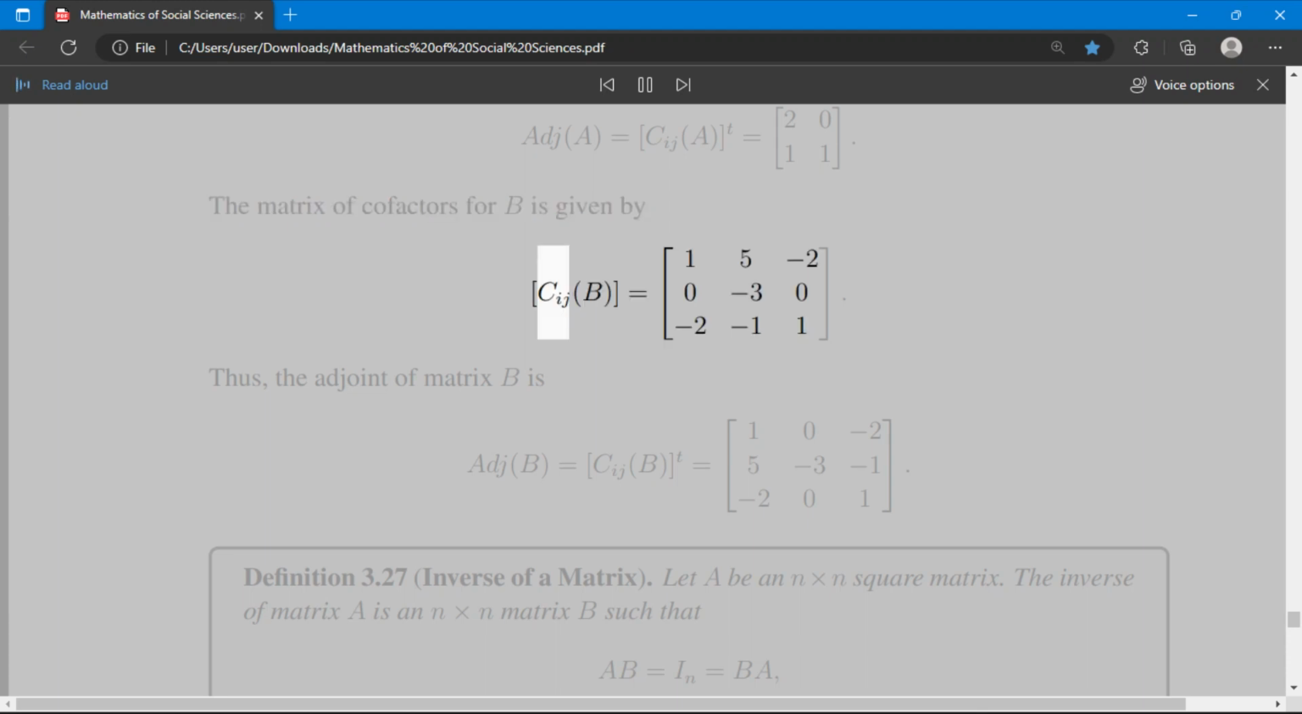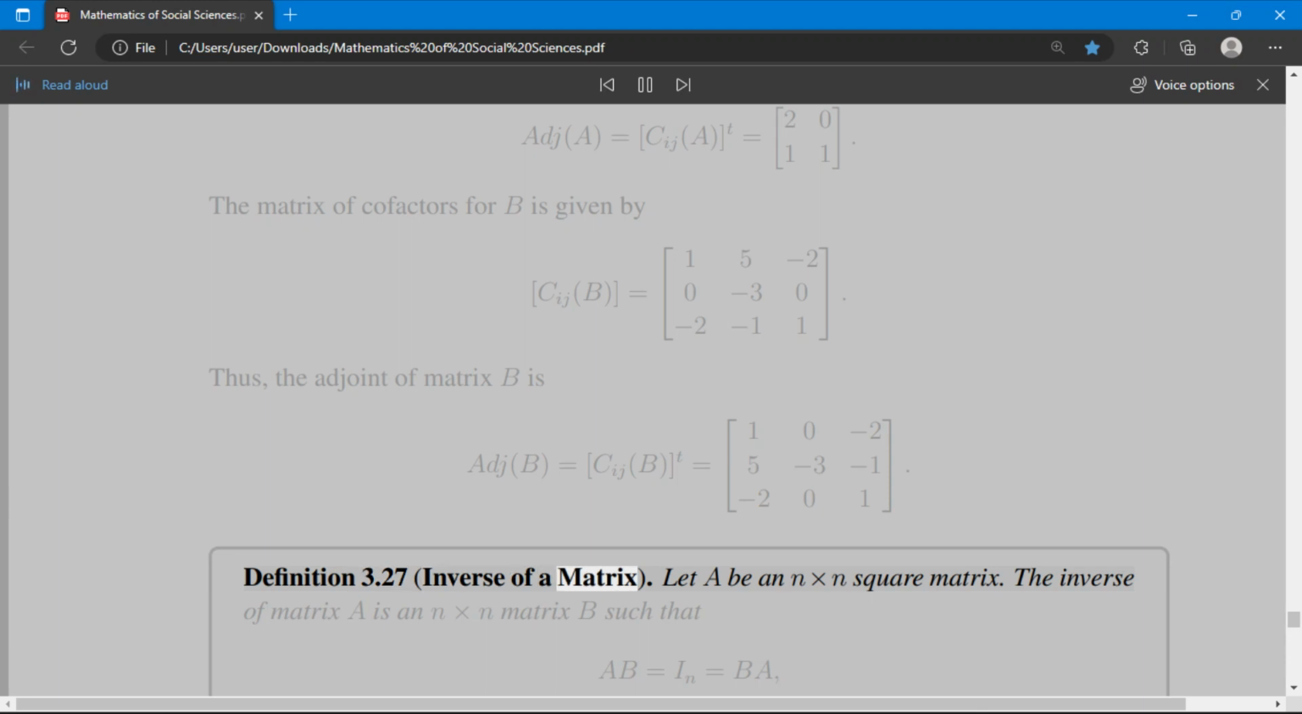The matrix of cofactors for B is given by cof B equals 1 5 2 0 3 0 2 1 1. Thus, the adjoint of matrix B is adj B equals cof B transpose equals 1 0 2 5 3 1 2 0 1.